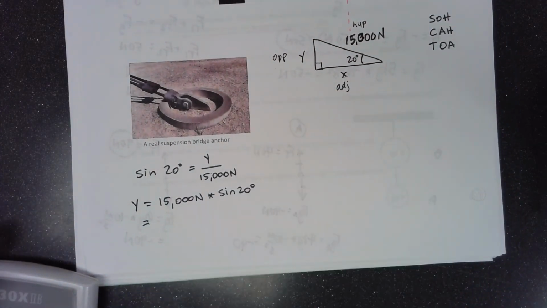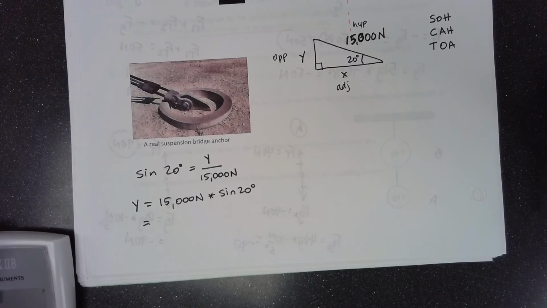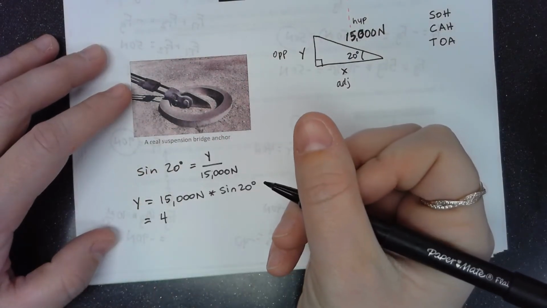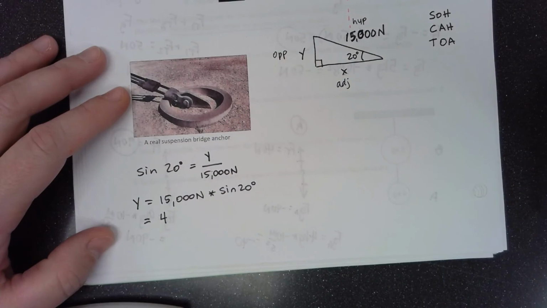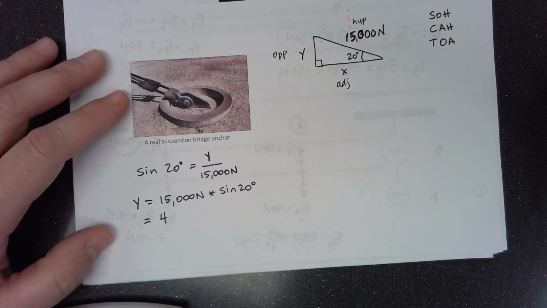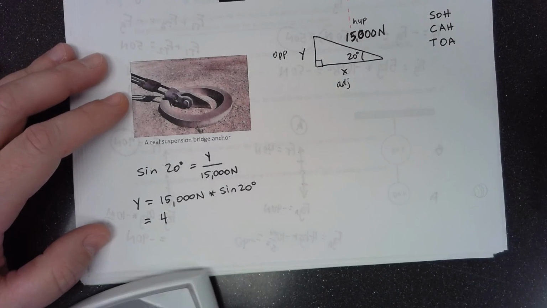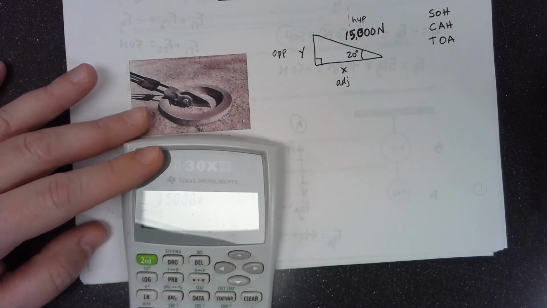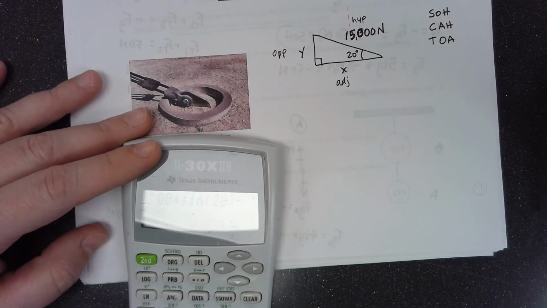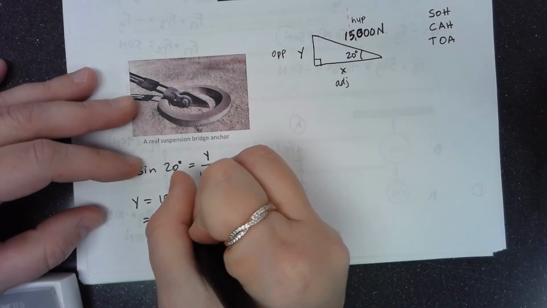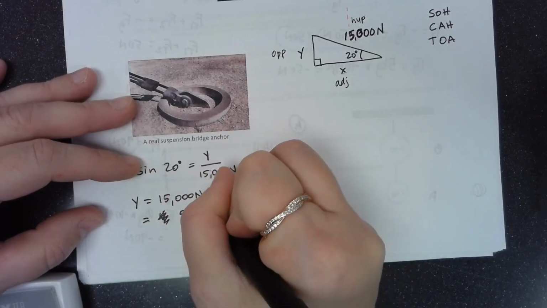Sorry about that. That's not right. I accidentally hit divide instead of multiply. Try it again. I got like 43,000, which is not possible, right? Because I can't have a number bigger than 15,000. So 15,000 times sine of 20 is 5,130 newtons.